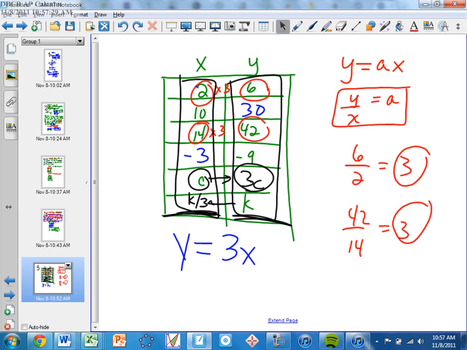Now, this table was given to you as direct variation. Once we get through inverse variation, I will give you a table, and your goal will be to determine, is it direct or is it inverse? Okay, that's going to be your major goal. For now, though, this was given as direct.